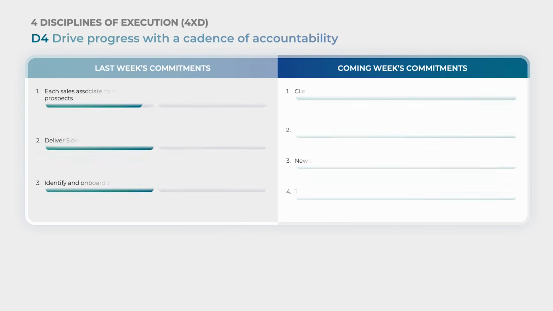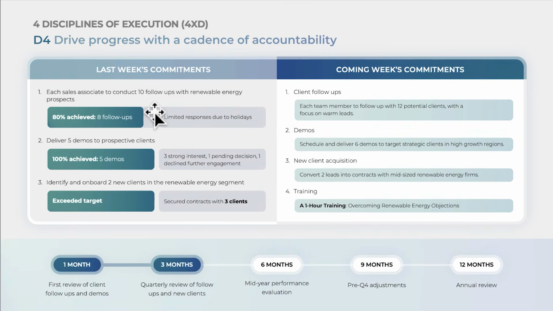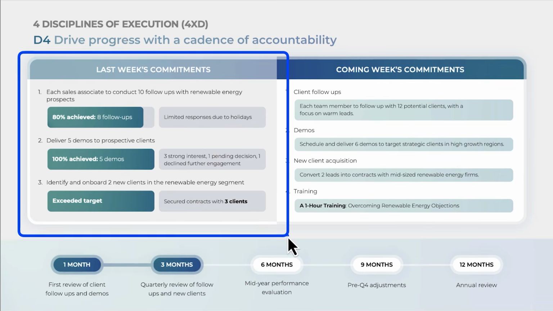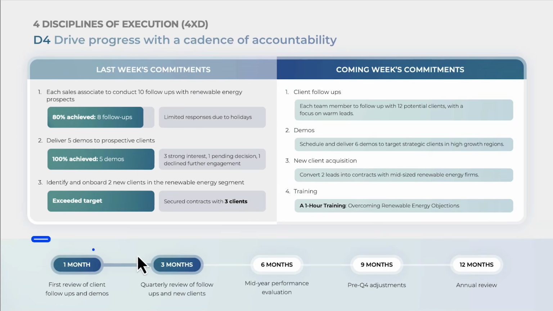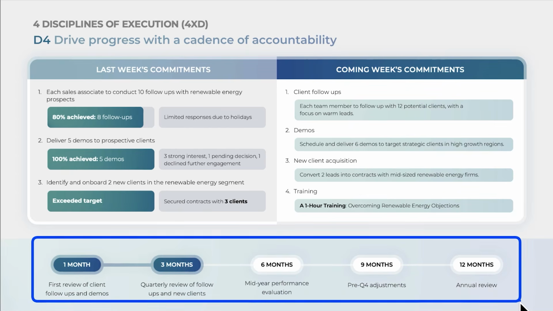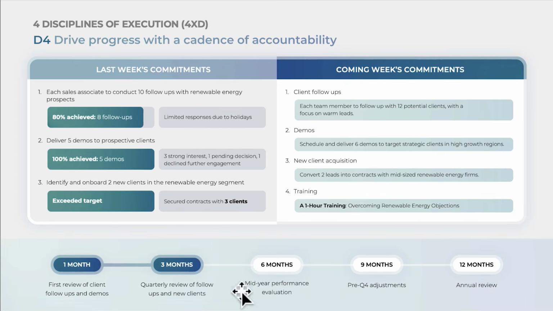And finally, for discipline 4, create accountability with a regular progress review. Here you can track weekly commitments and compare last week's results with upcoming week's commitments. This timeline at the bottom indicates the present time period and its review mechanism.